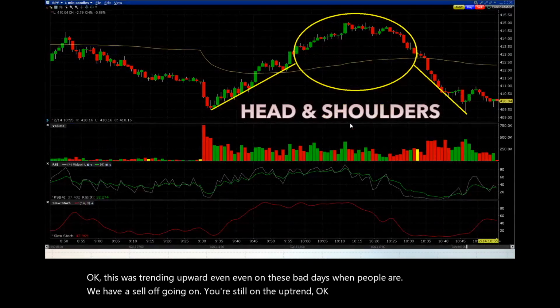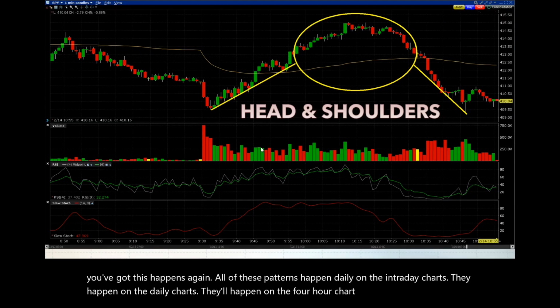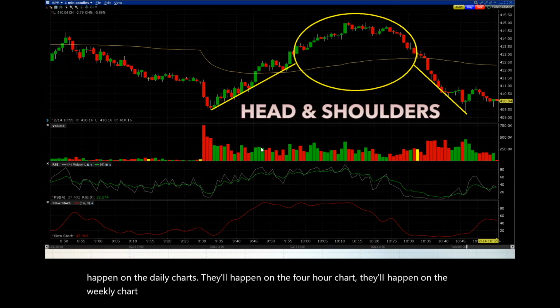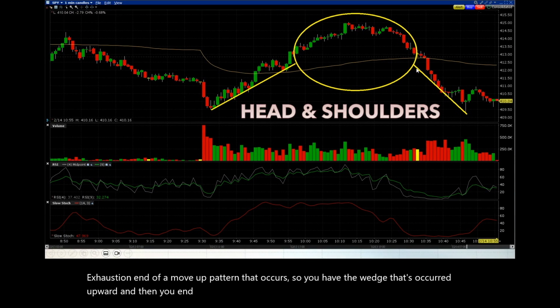Okay, head and shoulders. Obviously, this happens again. All of these patterns happen daily on the intraday charts. They happen on the daily charts. They'll happen on a 4-hour chart. They'll happen on a weekly chart, monthly chart even, and occasionally you can spot some on a yearly chart. But the head and shoulders is a classic exhaustion, end-of-a-move-up pattern. So you have the wedge that's occurred upward, and then you end up with this parabola shape that brings it right back down to that last breakout here, and it'll come back down into that, creating a head.